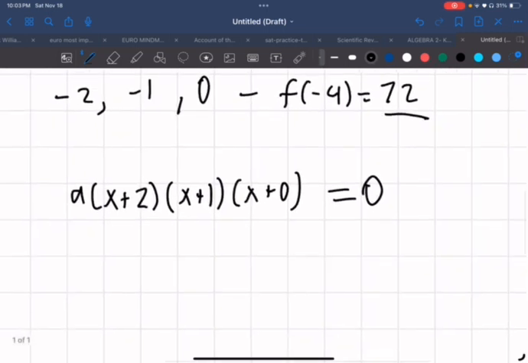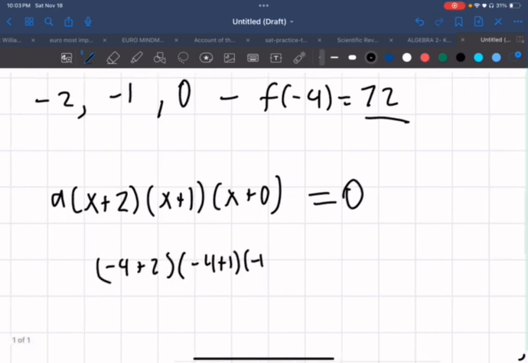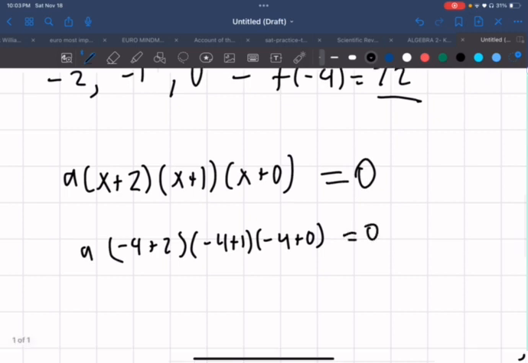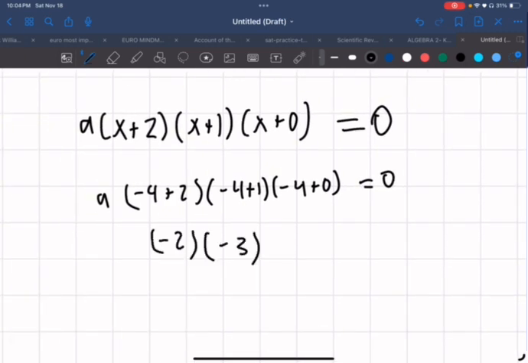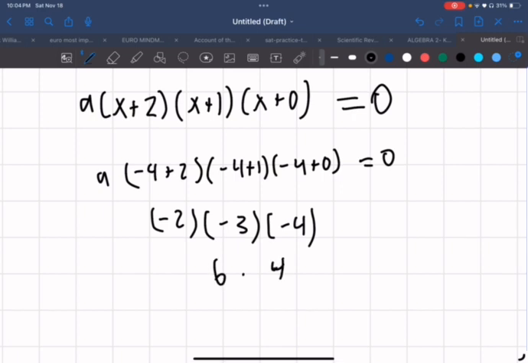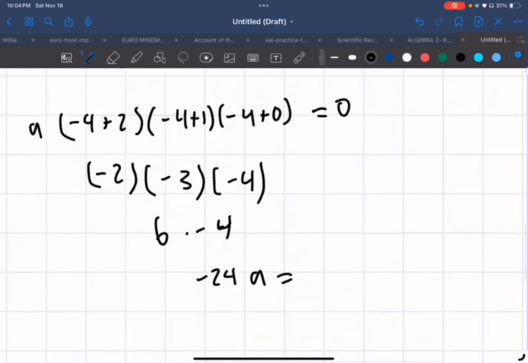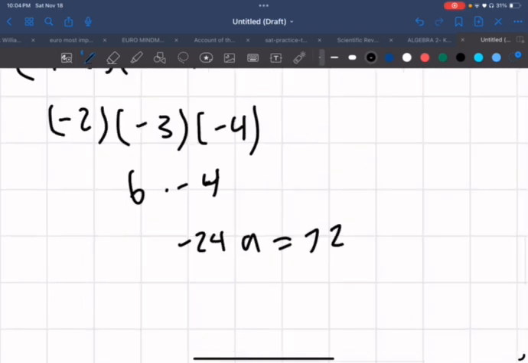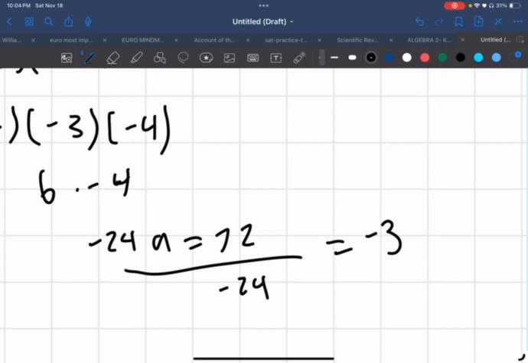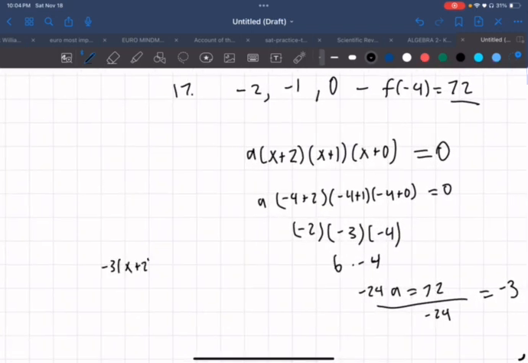Since f of -4 is 72, we plug in -4 for x. So -4 plus 2, -4 plus 1, -4. So that's -2, -3, which is 6 times -4, so that would be -24 times a, and that would equal 72. Sorry, I just did not put the 72 in. So 72 over -24 is -3. So then it would be -3 times x plus 2, x plus 1, x.